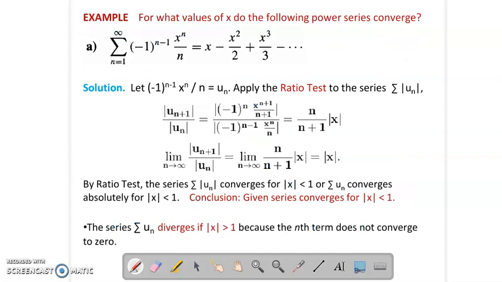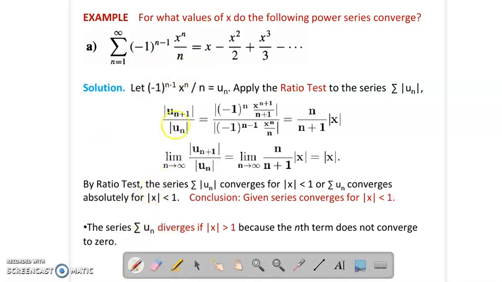Let's see this example. Till now we have discussed examples in which we tried to find the polynomial approximation for a function. Now in this example we see for what values of x the following series converge. So we will be applying all the tests that we have discussed so far. We'll try to implement them on these series. So for what values of x do the following power series converge? This is the power series given, right?